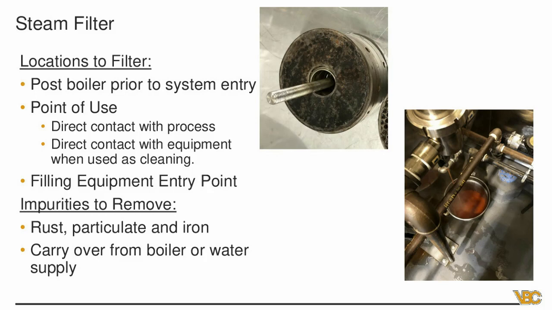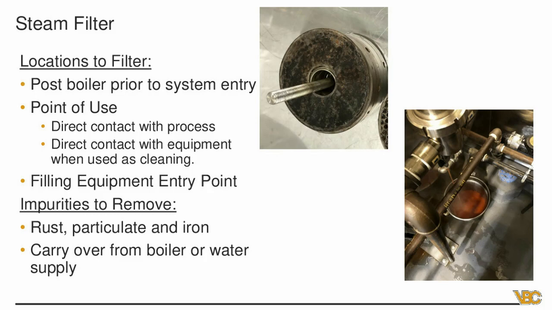First one in the upper left is from a steam filter that we rebuilt from a brewery. You can see the black iron and particulate that was caught just on one of the discs. This was a relatively small filter, so it was something that you can clean at your facility. But it's a good visual representation of what you're really trying to pull out.